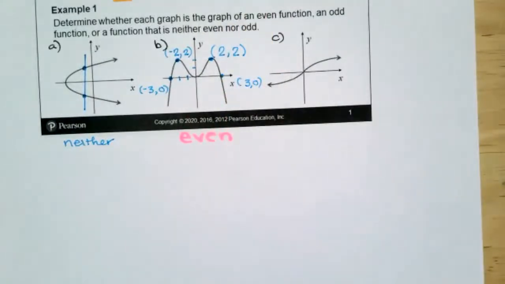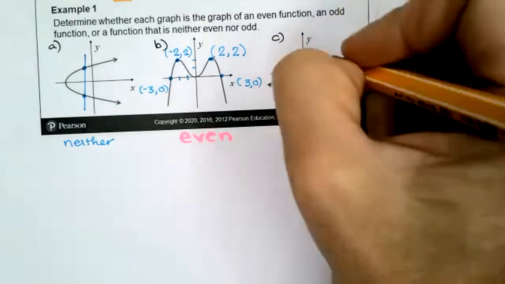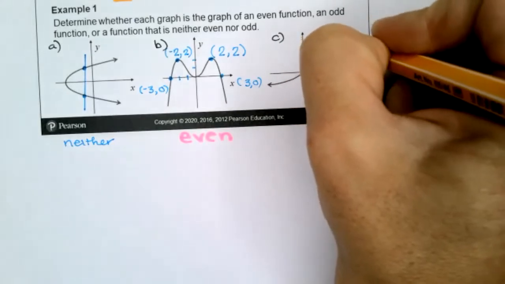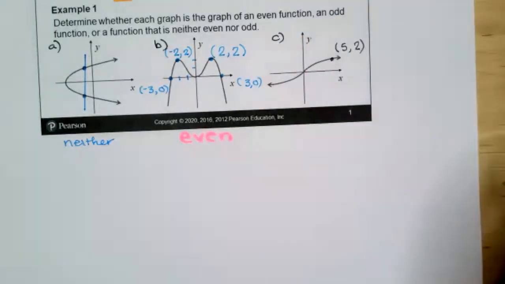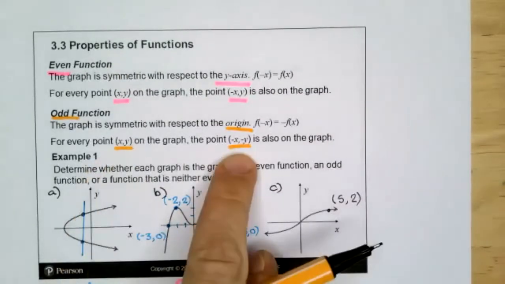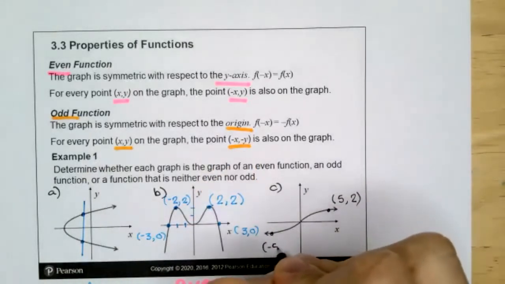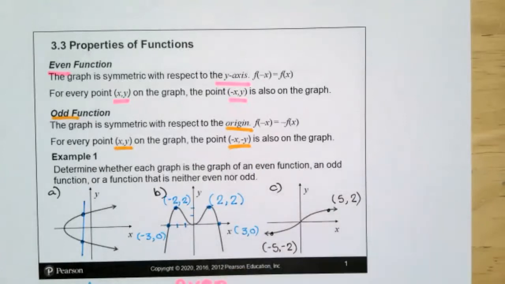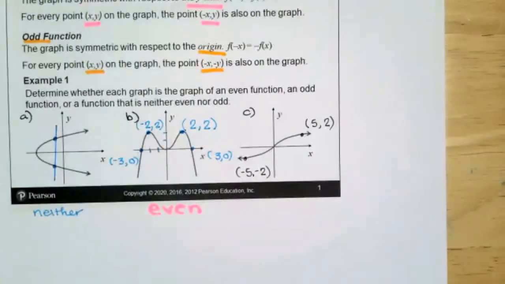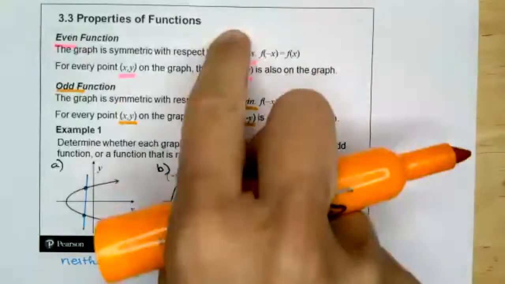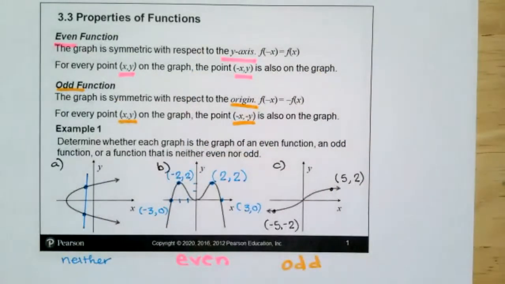Good. We can also pick a point. All right, we'll pick the point. Maybe that's (5, 2). If I have the point (x, y), then the point (-5, -2) should also be on the graph, and it is. So I'm going to call this one odd based on these rules. All right.